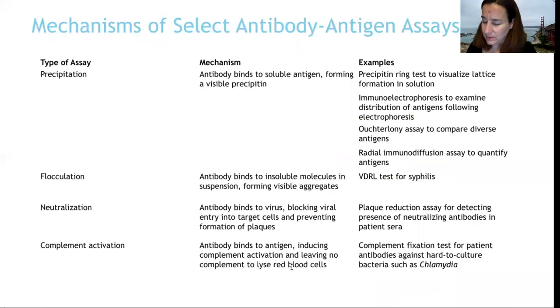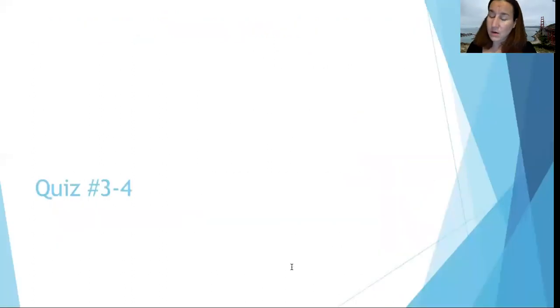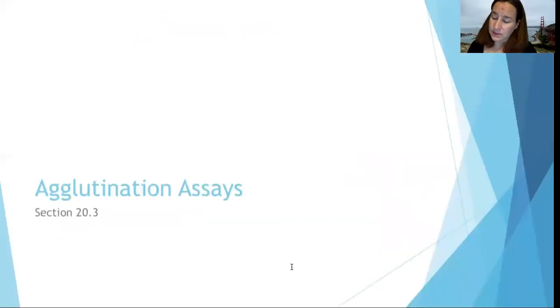So here we can see different terms all in a table because OpenStax really likes to put all the information in one place, which is cool when you are studying later. All right, so that's the last of this section, and we'll have agglutination assays in a different video.